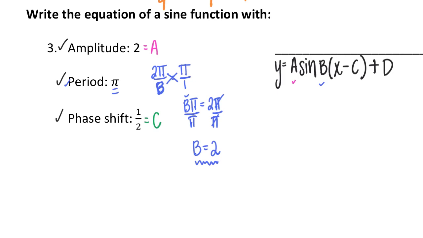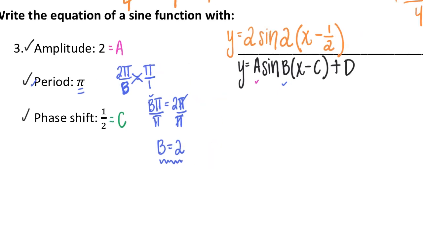So let's go back to our equation and plug everything in. y equals your amplitude, 2, times the sine of b. We found our b value to be 2, not pi. It's 2, times the quantity of x minus 1/2.